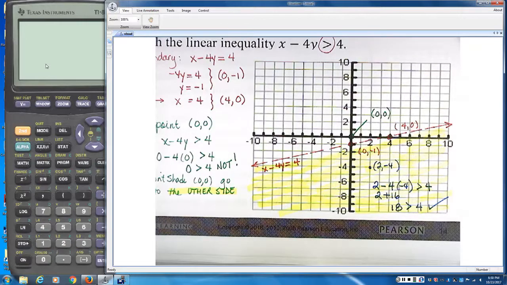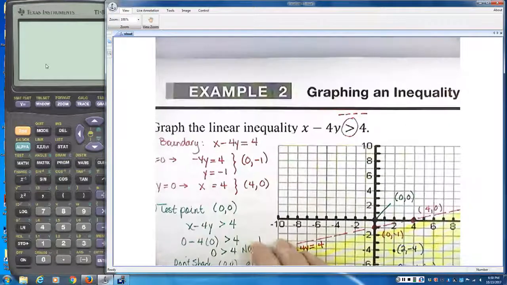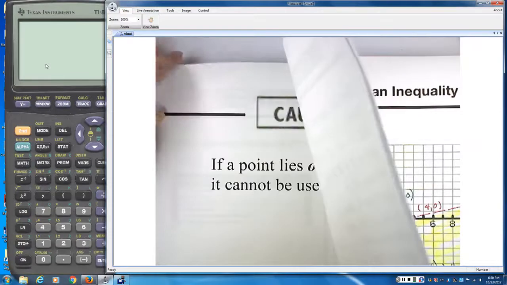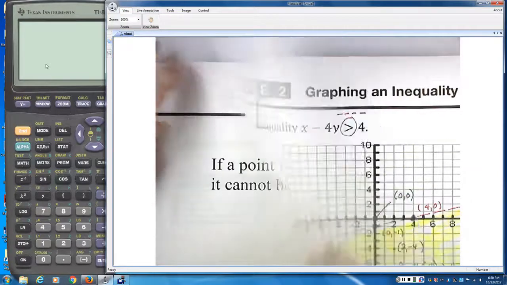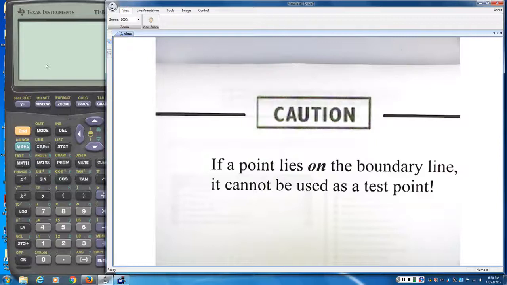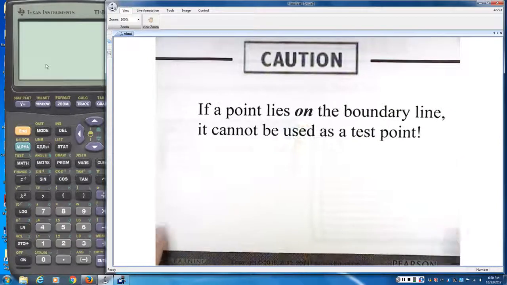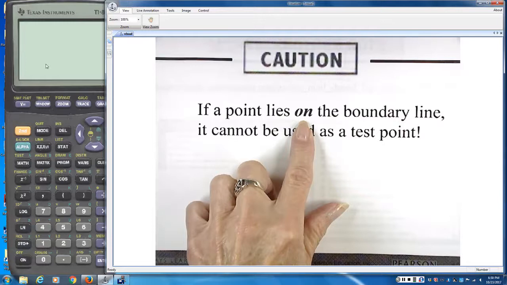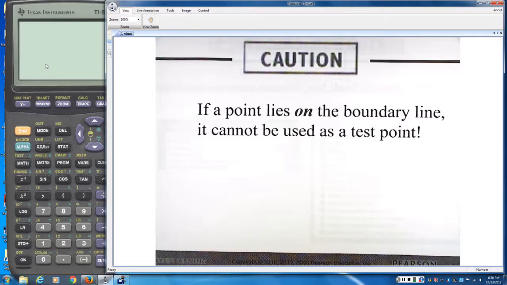So is this making sense to everybody? Okay. So let me see how far I have to go to find the next example. Here's my caution. If the point lies on the boundary line, you can't use it. Okay? Can't use that one. So if 0, 0 had been on my line, can't use that one.